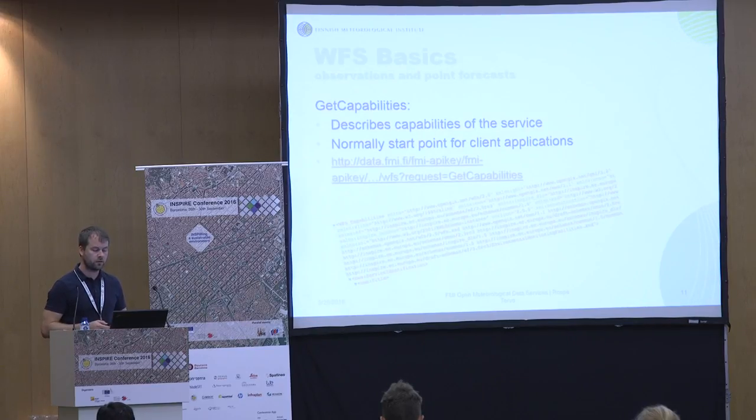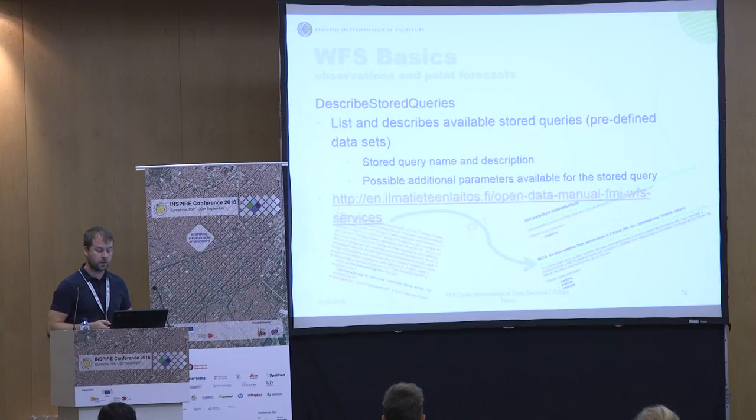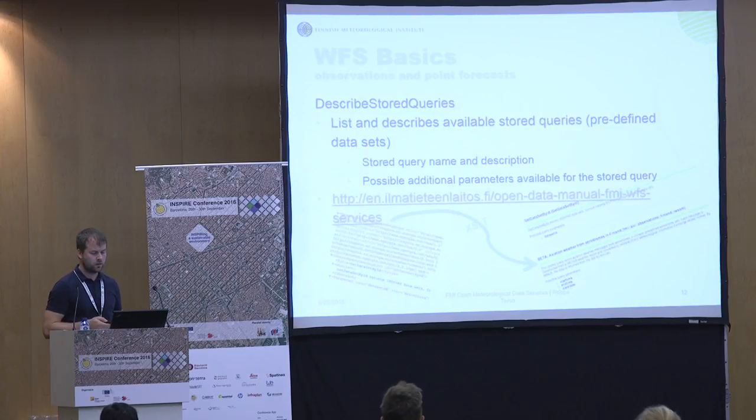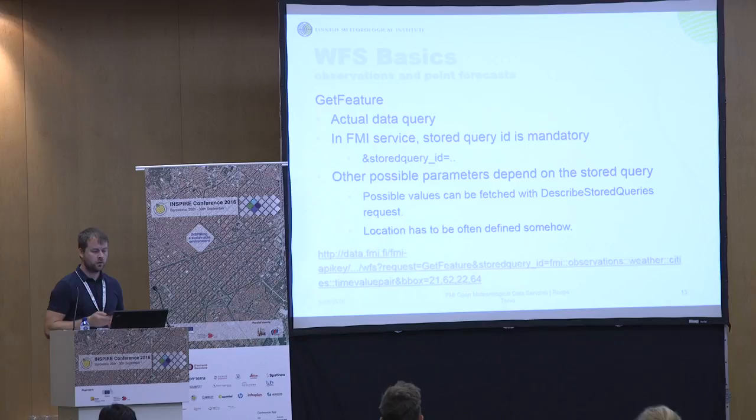There's an example URL. So first you query the get capabilities, and then there's the describe stored queries operation, which lists and describes all available stored queries. That's the predefined data sets that we have specified. There's something like 40 of them or something like this, and you can find them all on our web page. But the stored queries also take additional parameters. For example, time, area, and so on.